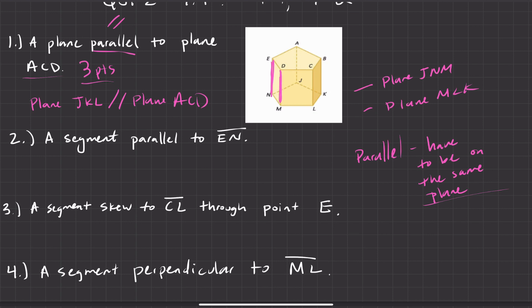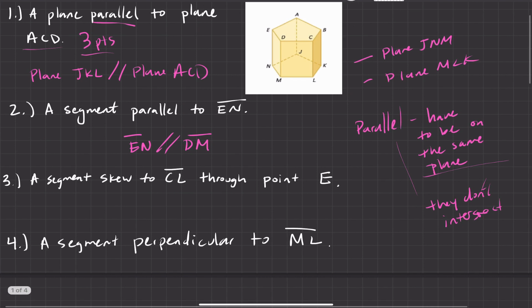And remember, with parallel lines, they don't intersect, and they have to be on the same plane. I need to write that down. They don't intersect too. And don't forget, they don't intersect at all. So segment EN is parallel to segment DM. So I need those endpoints there. So DM. Okay, so that's my answer.